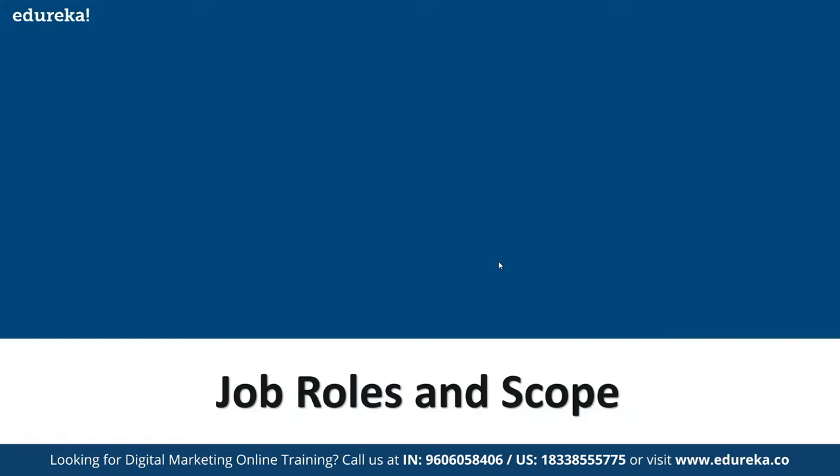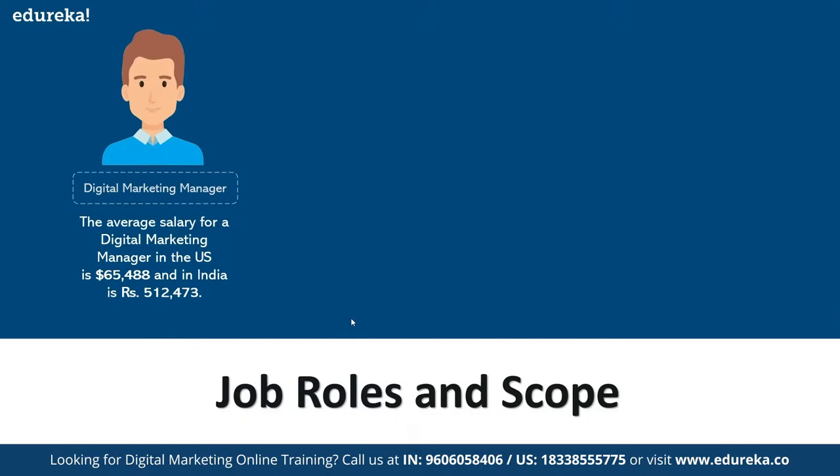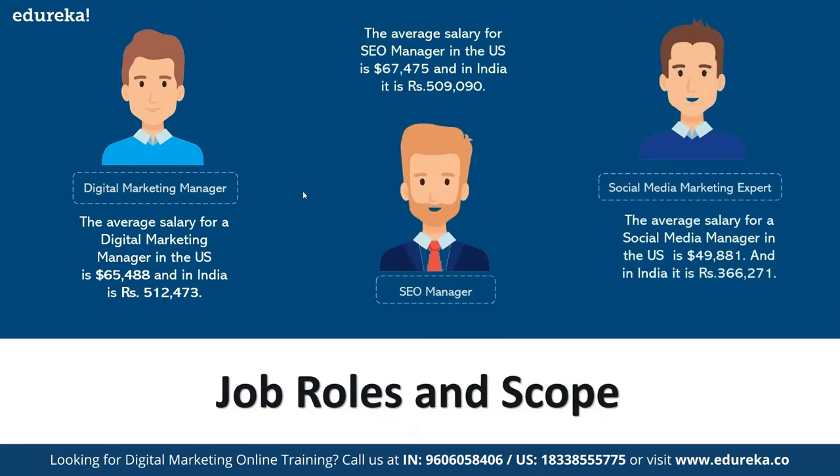Now, talking about the job roles and the scope of a digital marketer. In this domain of digital marketing, the average salary of a digital marketing manager in India is 5 lakh rupees, and in the US it is closer to $65,000 per year. An SEO manager is around the same, 5 lakh rupees and $67,000. And talking about the social media marketing expert, the average salary in India is around 3,66,000 rupees, and in the US it's around $50,000 a year.